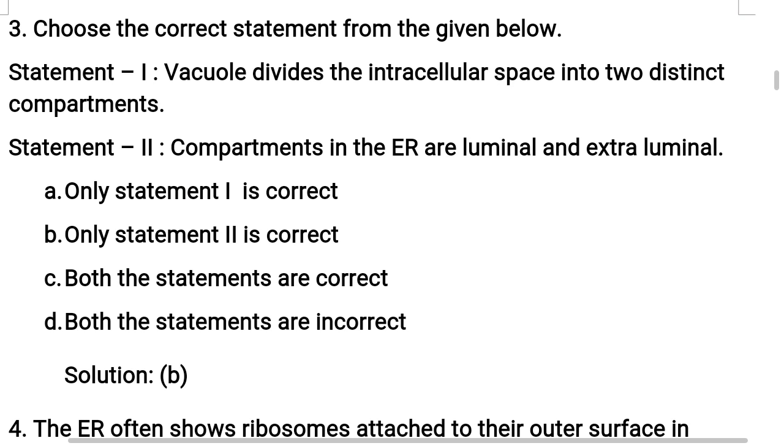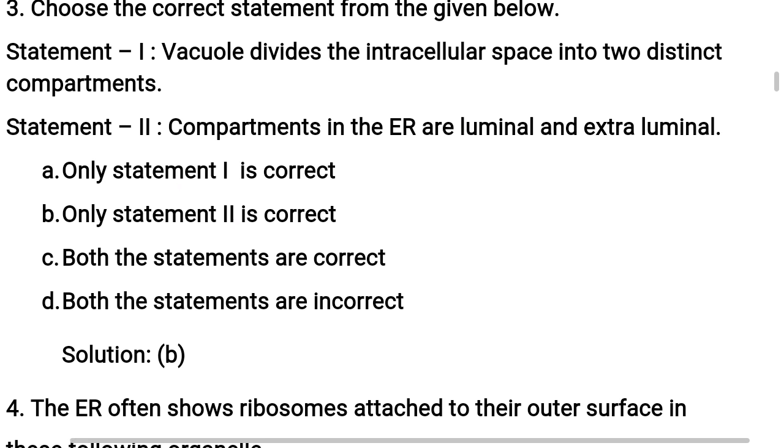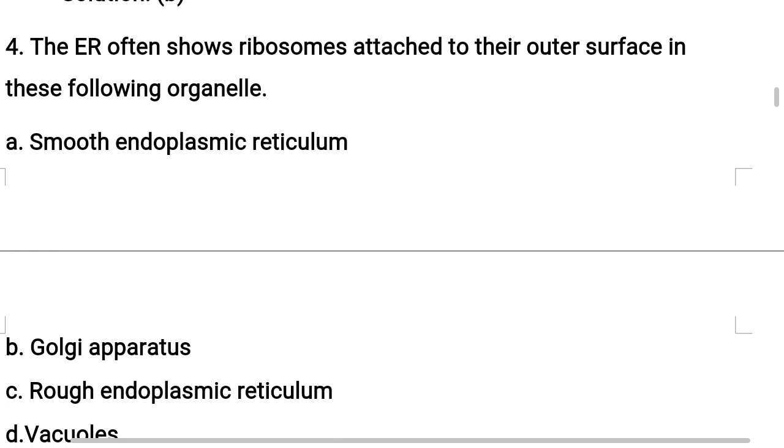Then the second statement: compartments in the ER are luminal and extraluminal. Just now we had a discussion. Those two compartments which are present in the endoplasmic reticulum are luminal and extraluminal. So the correct option for this question is that only statement 2 is correct, option B. Have you understood this one? Okay. Then next, moving to the fourth question. The ER often shows ribosomes attached to their outer surface in the following organelle. So we need to find out on which cell organelle ribosomes are frequently attached.